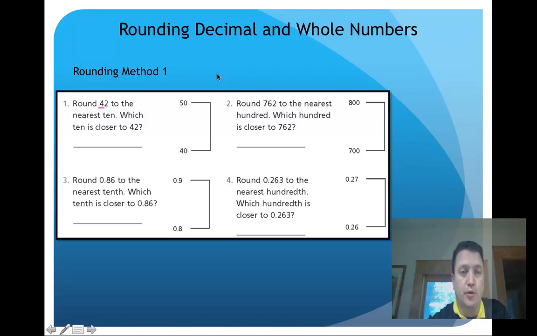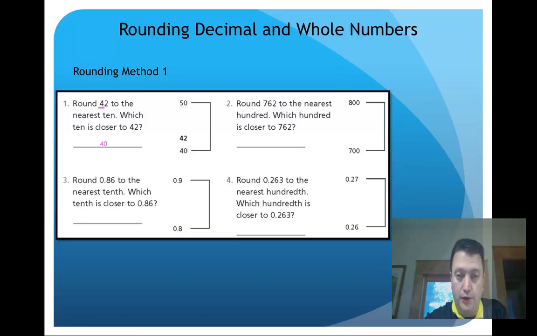So I'm looking at that 4, that's the tens place, just to kind of keep myself in mind of what I'm doing here. I have to ask myself, is 42 closer to 40 or 50? Well, it's only 2 away from 40, it's 8 away from 50, so I know that that's closer. That's going to put 42 right about there, which is going to be closer to 40.